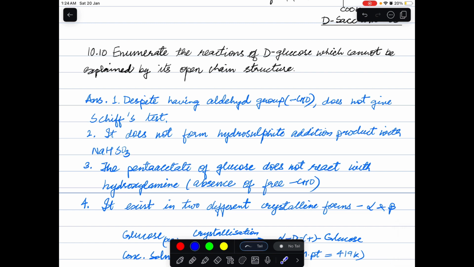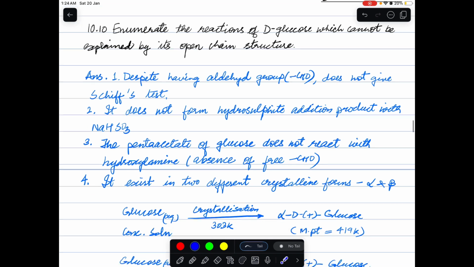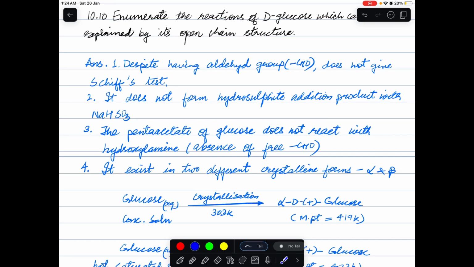We have to give those reactions of D-glucose which cannot be explained by its open chain structure. So a few reactions of D-glucose we cannot explain with the help of the open chain structure. So what are these reactions? The first reaction: glucose never gives Schiff's test although it has a CHO group. Why? Because the CHO group is blocked in the ring structure, therefore it will not react with Schiff's reagent. So it is a proof that it does not have a free CHO group. Why? It is involved in the ring formation.